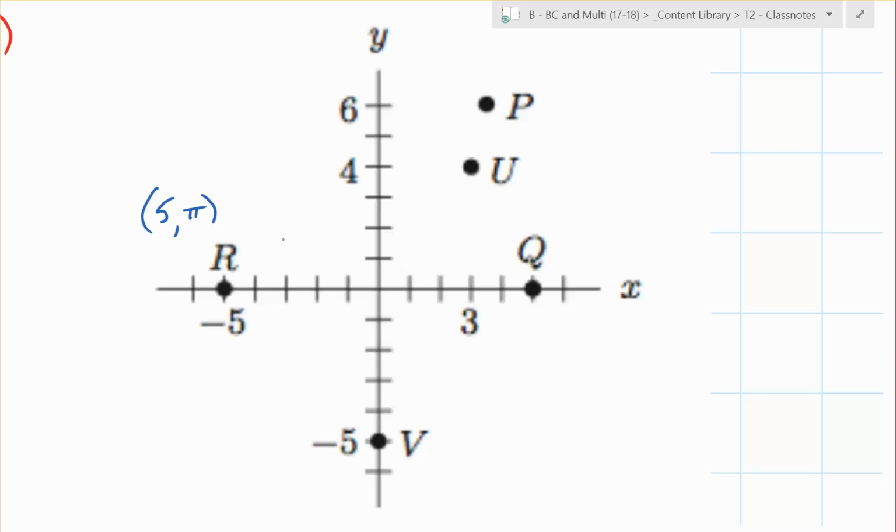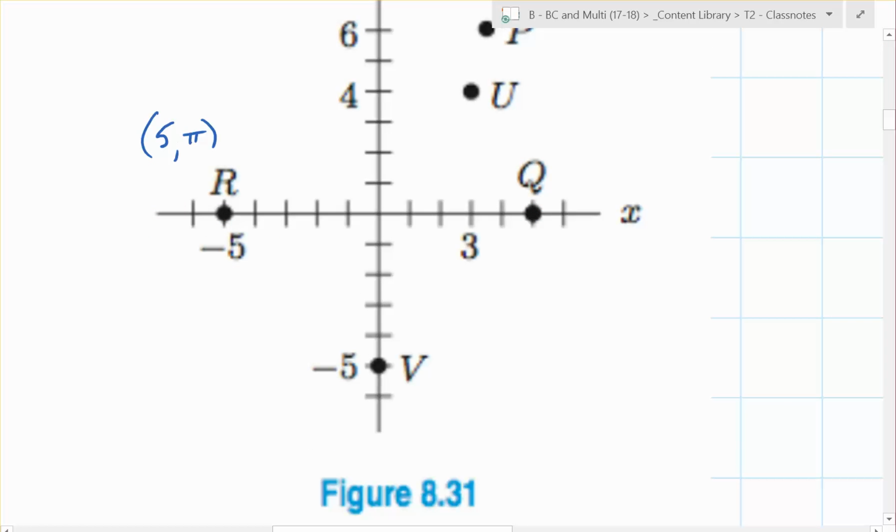What's another easier one to do up here? I mean, easy is a bad word to use. What's one that's similar to R? V. So that would be 5 comma what? 3 pi over 2. And what's Q? 5 comma 0. Or 5 comma 2 pi, or 5 comma 4 pi, right? You can go around as many times as you want, but that's 5, 0.